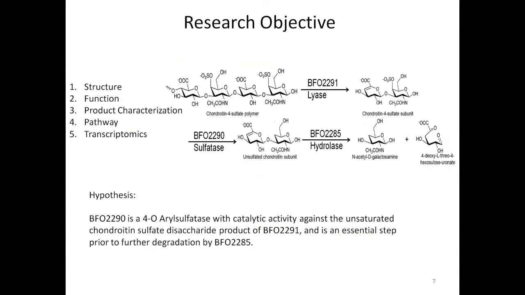So this brings me to my research objective. My goal is to study the structure and function of these three proteins, characterize the products, as well as elucidate the pathway, and also use transcriptomics with RT-PCR to see if these genes are actually upregulated. My hypothesis is that BFO 2290 is the 4-aryl sulfatase that acts after BFO 2291, but is a critical step before BFO 2285 is able to hydrolyze the glycosidic bond between the two monosaccharides.